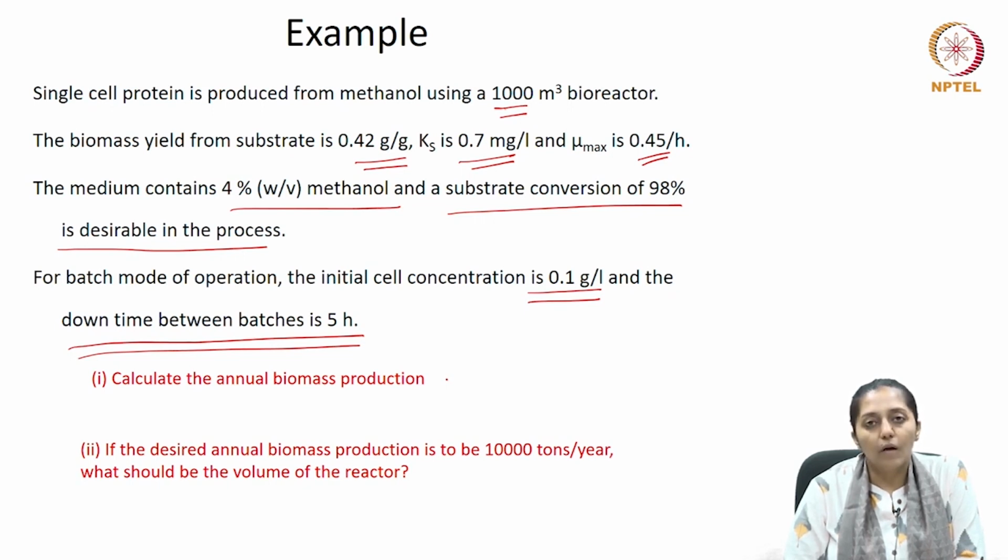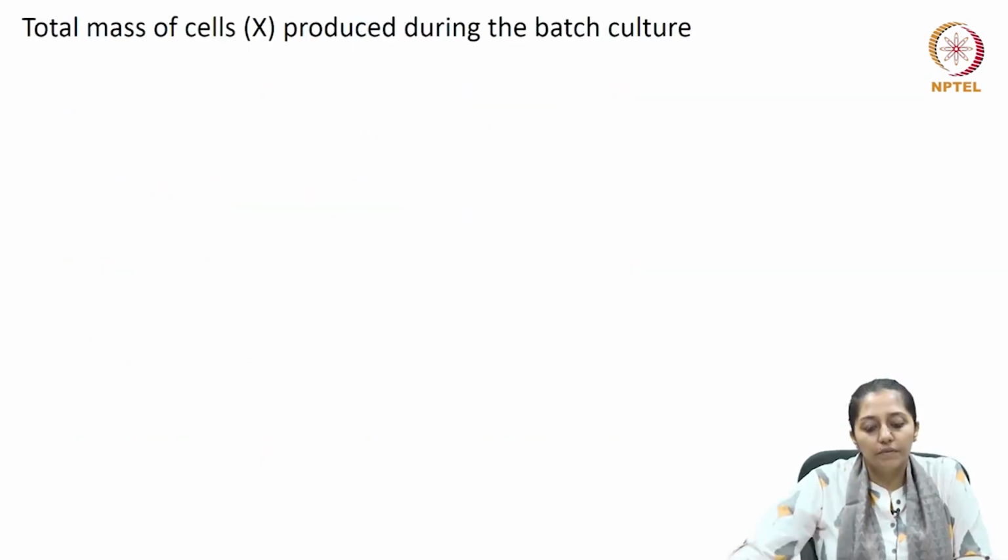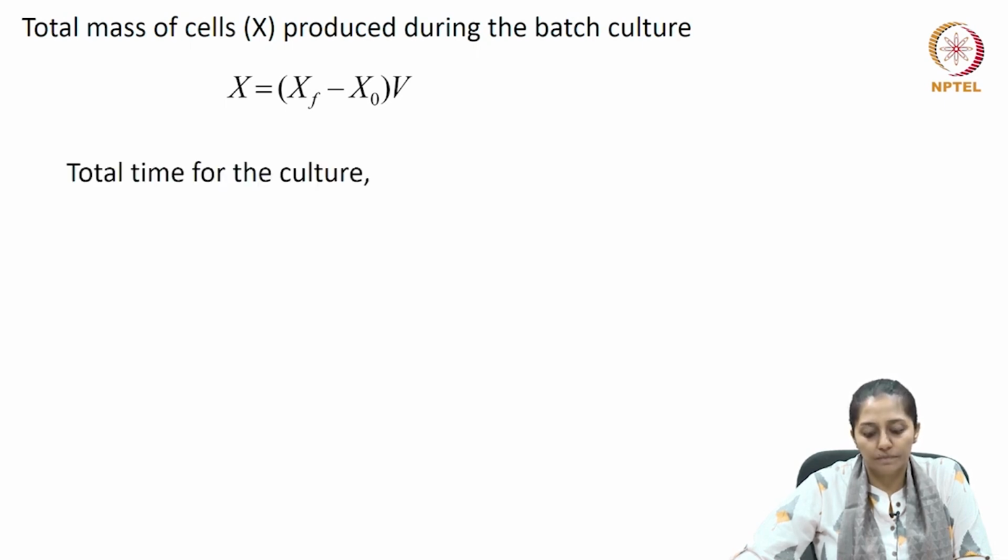So let's see how we can calculate the annual biomass production first. So first we need to calculate the total mass of the cells which will be produced during this batch culture. Now the total mass would be what? Of course, the mass of the cells produced during the batch process will be the difference between the final and the initial biomass concentration multiplied by the volume of the batch.